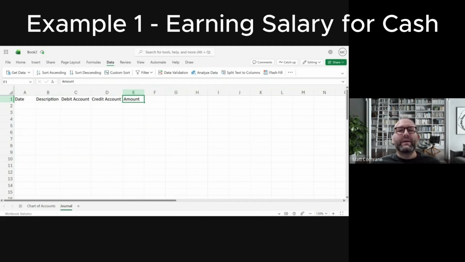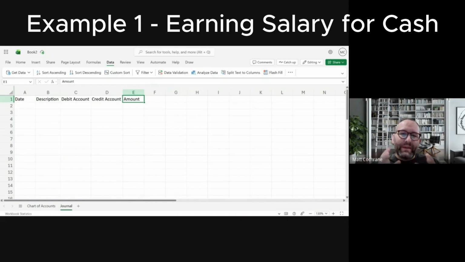So we need to think about the different kinds of accounts that are being affected and what category those accounts fit in so that we know what increases those accounts and what decreases those accounts. So in the case of earning salary and cash received, we know that cash is going to be impacted, and we know that our salary revenue or our income is going to be impacted. Both of these are going to increase.